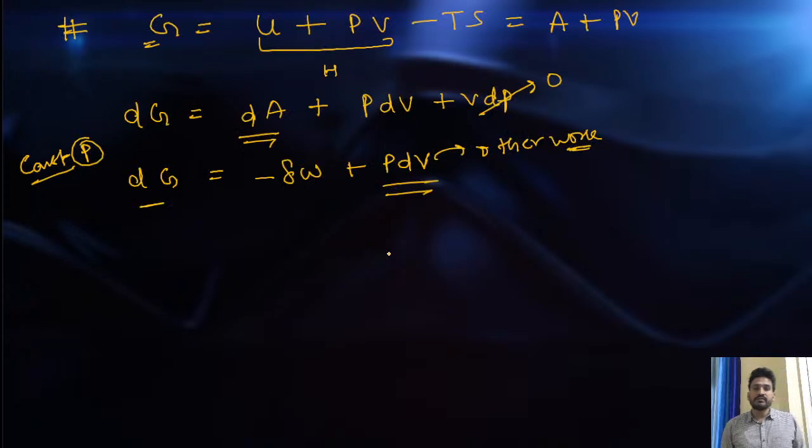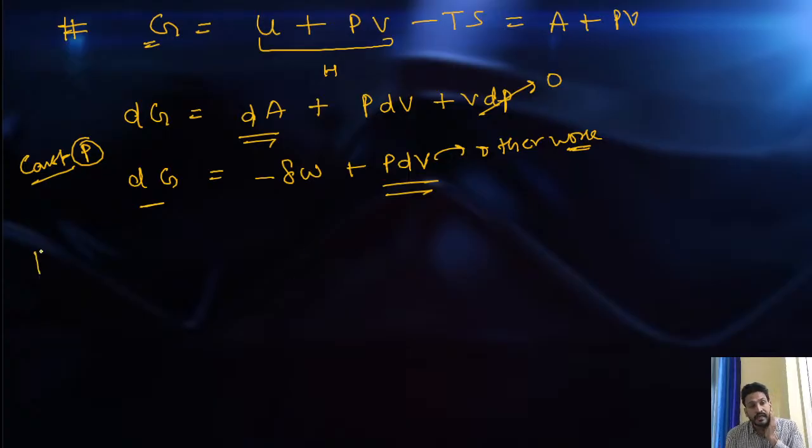So in the Gibbs free energy, this amount of work is extra as compared to the Helmholtz free energy. So these four equations, the relations between U, H, A, G, are important actually. Okay, these relations are very important.